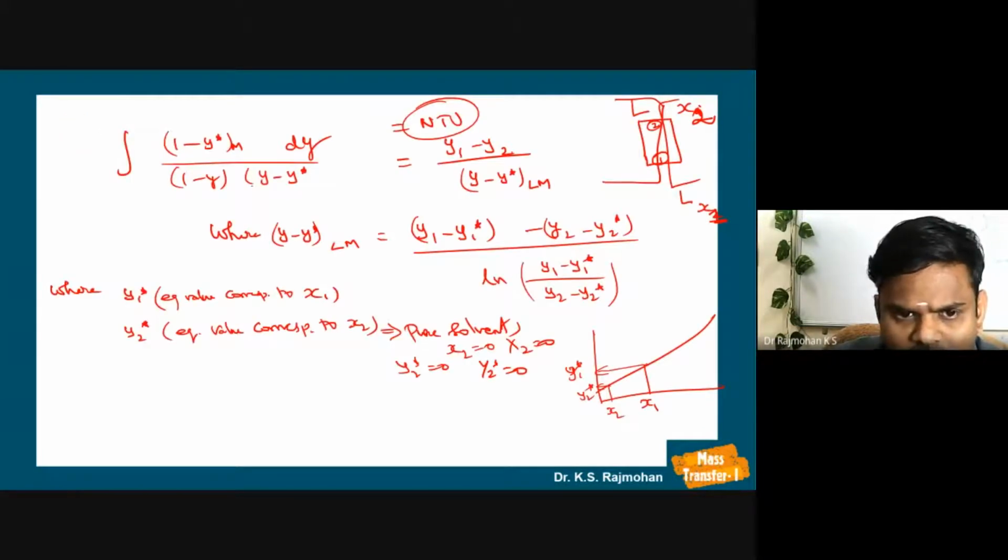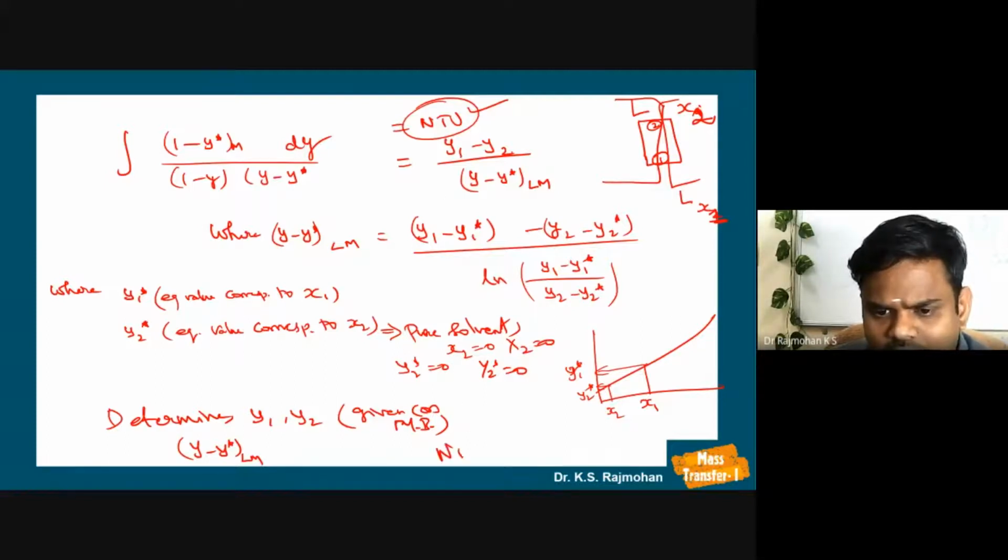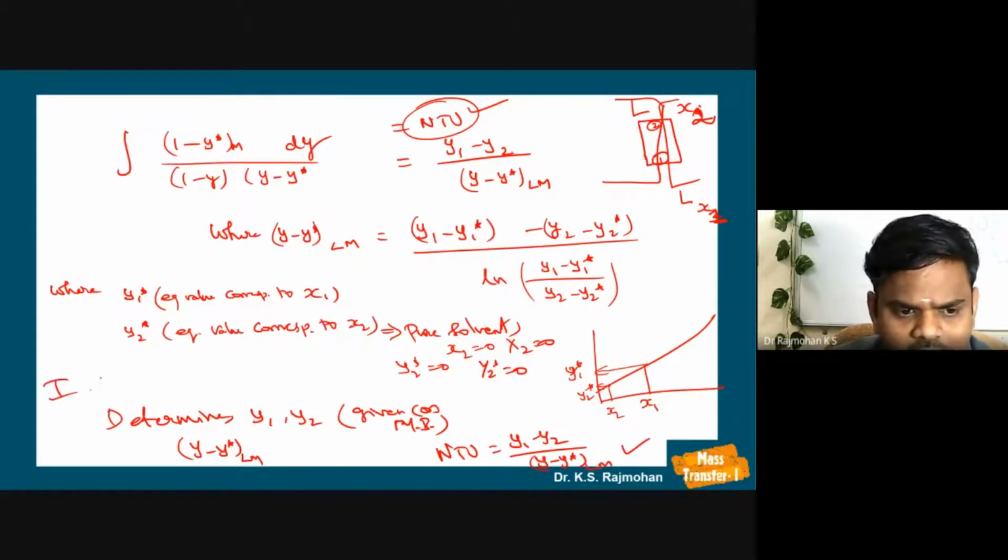And particularly, I told you this is one way of solving the problem, making use of the formulas. The only thing is how to get NTU. First, determine y1 and y2, either given directly, or by performing a material balance. The second step is to find (y minus y star) logarithmic mean. Then the formula NTU equals (y1 minus y2) by (y minus y star) logarithmic mean gives us our NTU value. This is the first method.